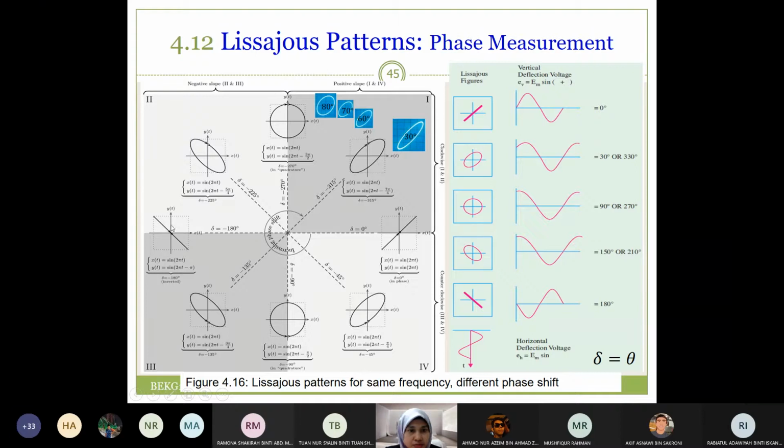This one is 180, so negative slope. At 90 degrees, we will get a circle. If we vary the phase shift to 80, 70, and so on, this circle will become narrower and narrower until a diagonal line is formed. Can you understand so far?